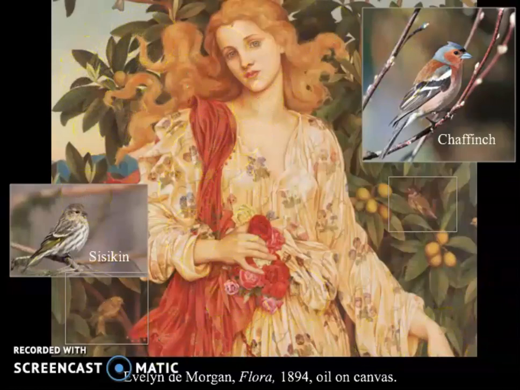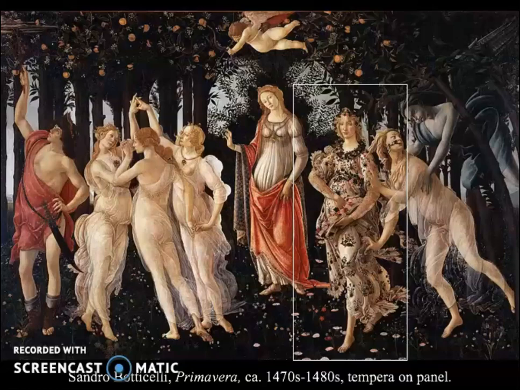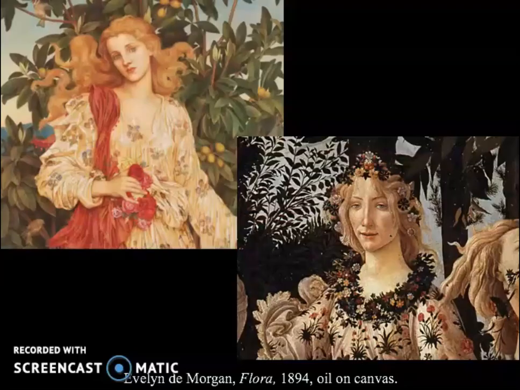And really, Evelyn de Morgan is looking back at Sandro Botticelli's Primavera, which would have been very much in the Pre-Raphaelite canon to look back at art from Botticelli, who's a Renaissance painter. She represents spring in a very similar way, with the same sort of floral dress, very much celebrating Florence and Renaissance artists in her modern depiction of Flora.